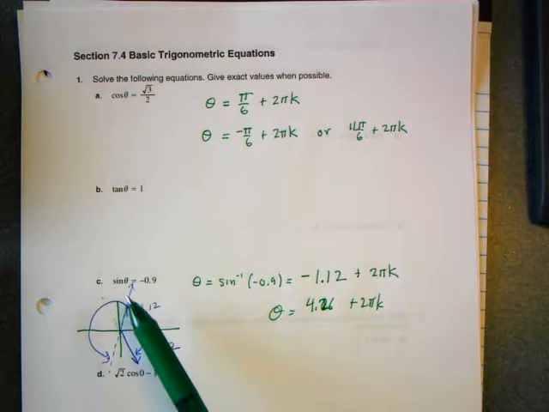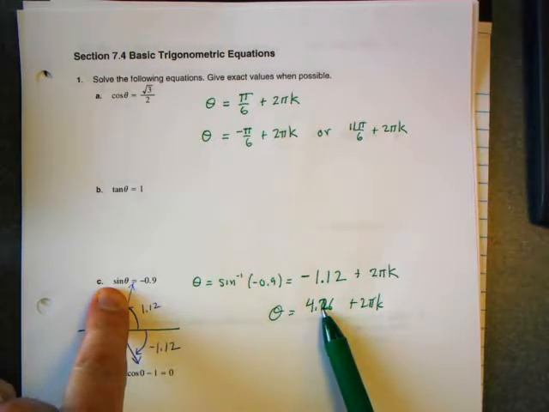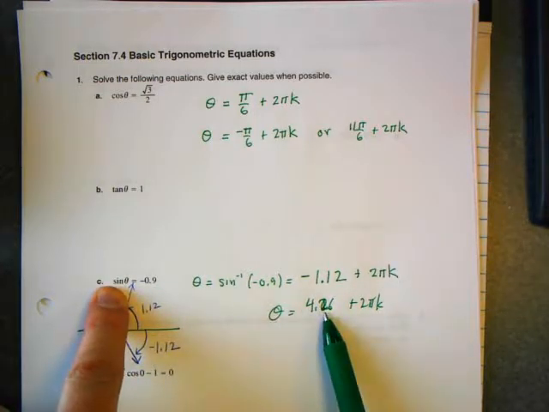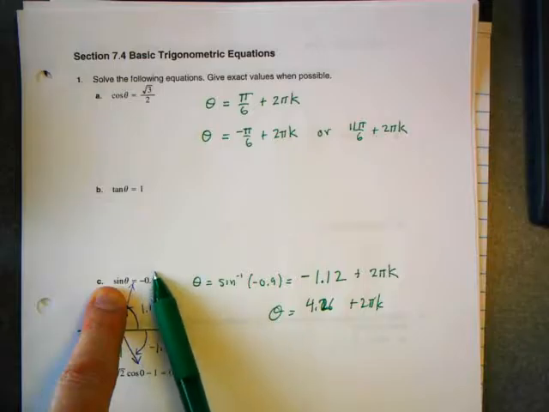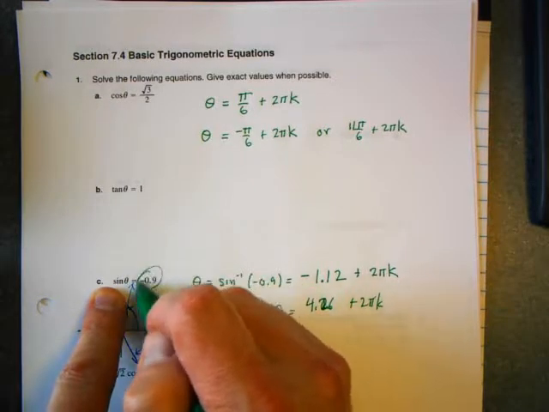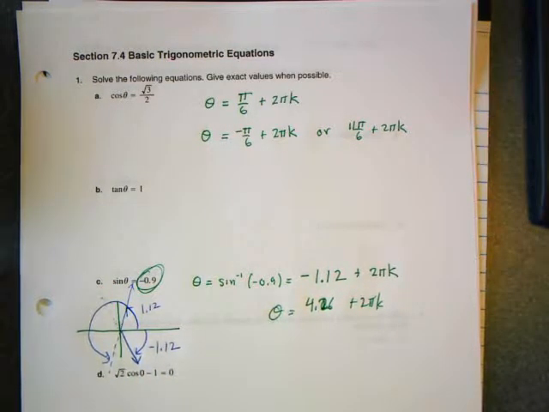If I take sine of 4.26, 4.26 is in quadrant 3, so sine of 4.26 will give me a negative number. Just because this number is negative doesn't mean I have to write my answer with a negative answer. And pi minus negative 1.12 would be exactly the same thing because it would be pi plus 1.12.